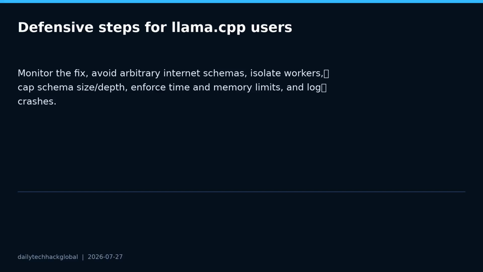Third, enforce time limits, memory limits, maximum schema size, and maximum nesting depth. Fourth, rate limit conversion endpoints and add telemetry for crashes, repeated failures, and unusually large or complex schemas. Fifth, document where schema conversion happens in your AI stack, because it may be hidden inside a library or an agent gateway rather than in the obvious application code.